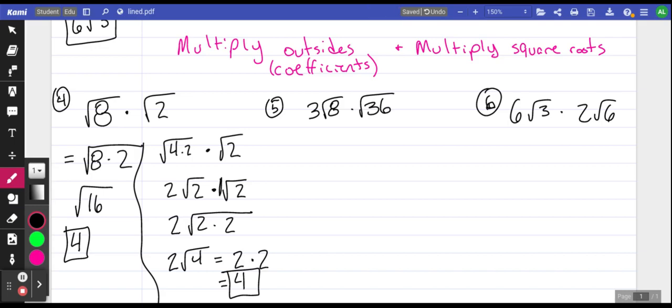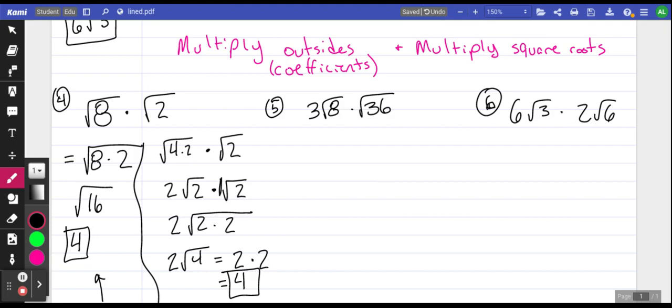So there's multiple ways to attack the same problem. I think that this way is easier on this problem. It kind of just depends on the numbers that you're given. Sometimes it makes sense to multiply everything together and then just simplify all at once. Sometimes it makes more sense to simplify each one and then multiply them together. It kind of just depends on the problem, but either way we get the same answer.